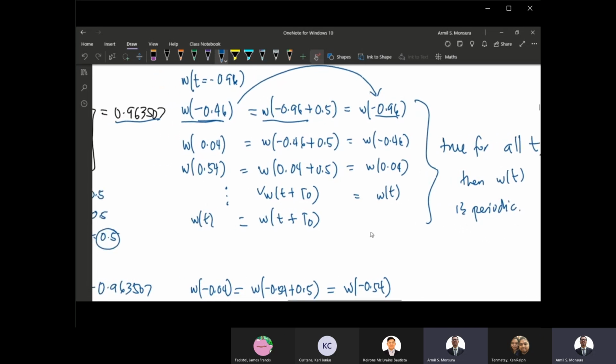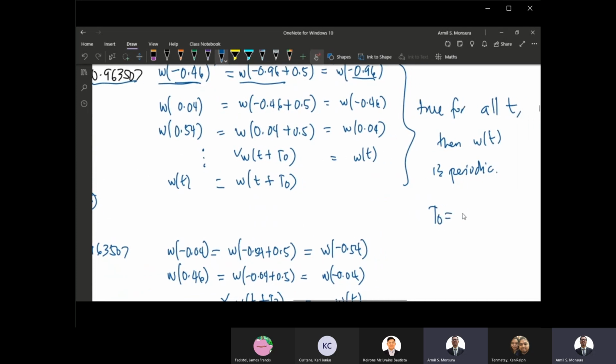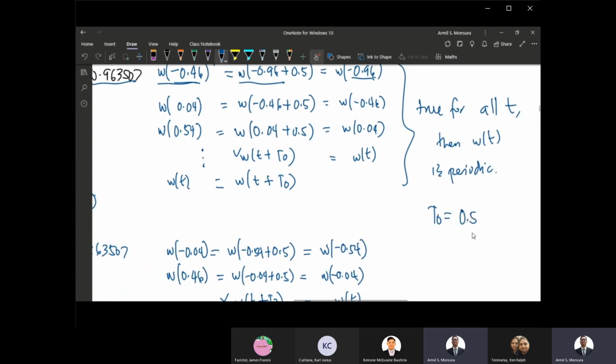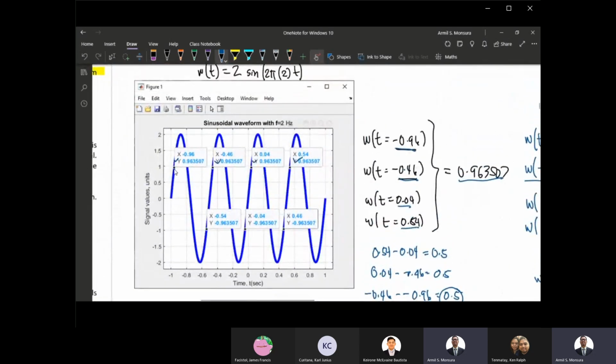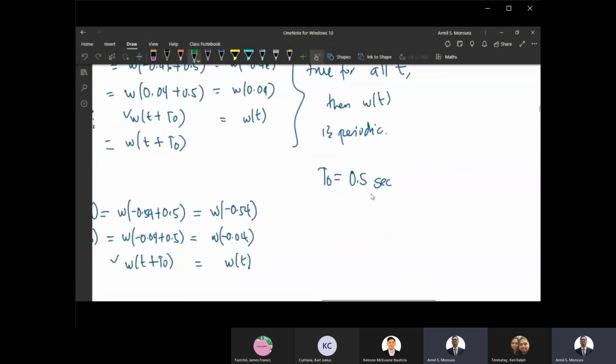Now, pansinin natin na in all of these cases, consistent yung T0 ko, which is 0.5. Yung T0 ko dito is 0.5. This is actually 0.5 second. Yung 0.5 second na yan, ito yan. Gaano katagal itong interval na to? How long is this interval? So that is your T0. You can also measure T0 here. So from here to here, gaano katagal yan? That is T0. Now, take note that T0 is 0.5 second.